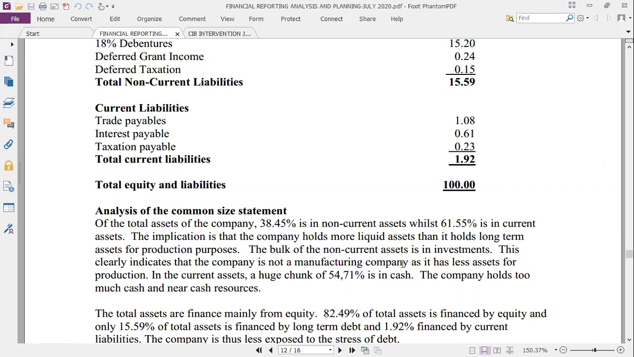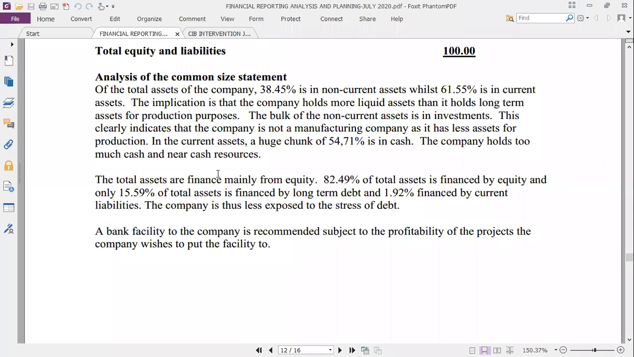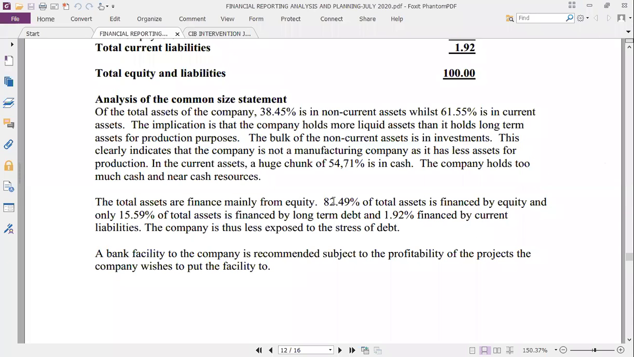So basically, in current asset, a huge chunk, 54.71%, is in cash. The company holds too much cash and near-cash resources. Then that's all for the asset side. You go to total assets: they are financed mainly from equity, 8.49%. Only 15% of the total asset is financed by long-term loan, long-term debt. That's all about the common size.